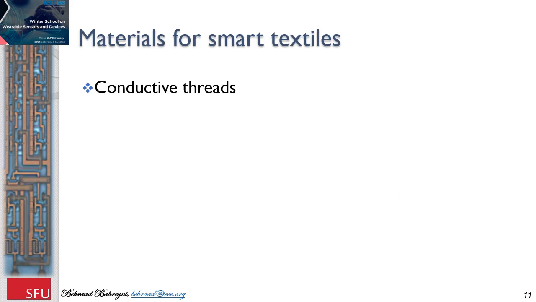The type of materials you use in smart textiles depends on the application. As we mentioned before, it is usually more convenient for us to do all the processing in the electrical domain. So in a lot of cases, we would like to have conductive threads. In this case, electrically conductive is meant. How do we make them?